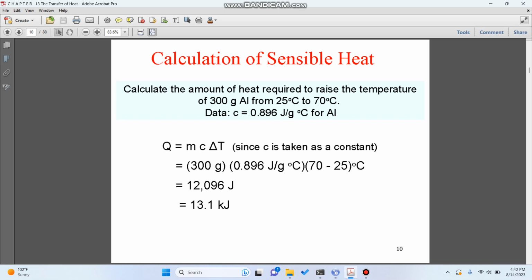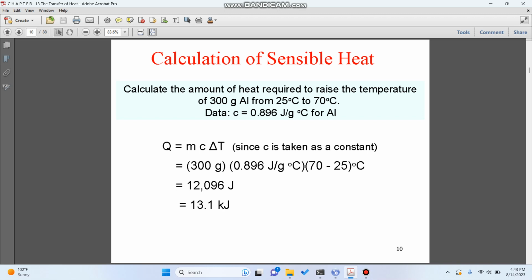As we know, the formula to calculate the amount of heat required is mc delta T. So we have the m, which is 300 gram. We have the change in temperature, which is 25 degrees Celsius to 70 degrees Celsius, which is 45 degrees Celsius, correct.